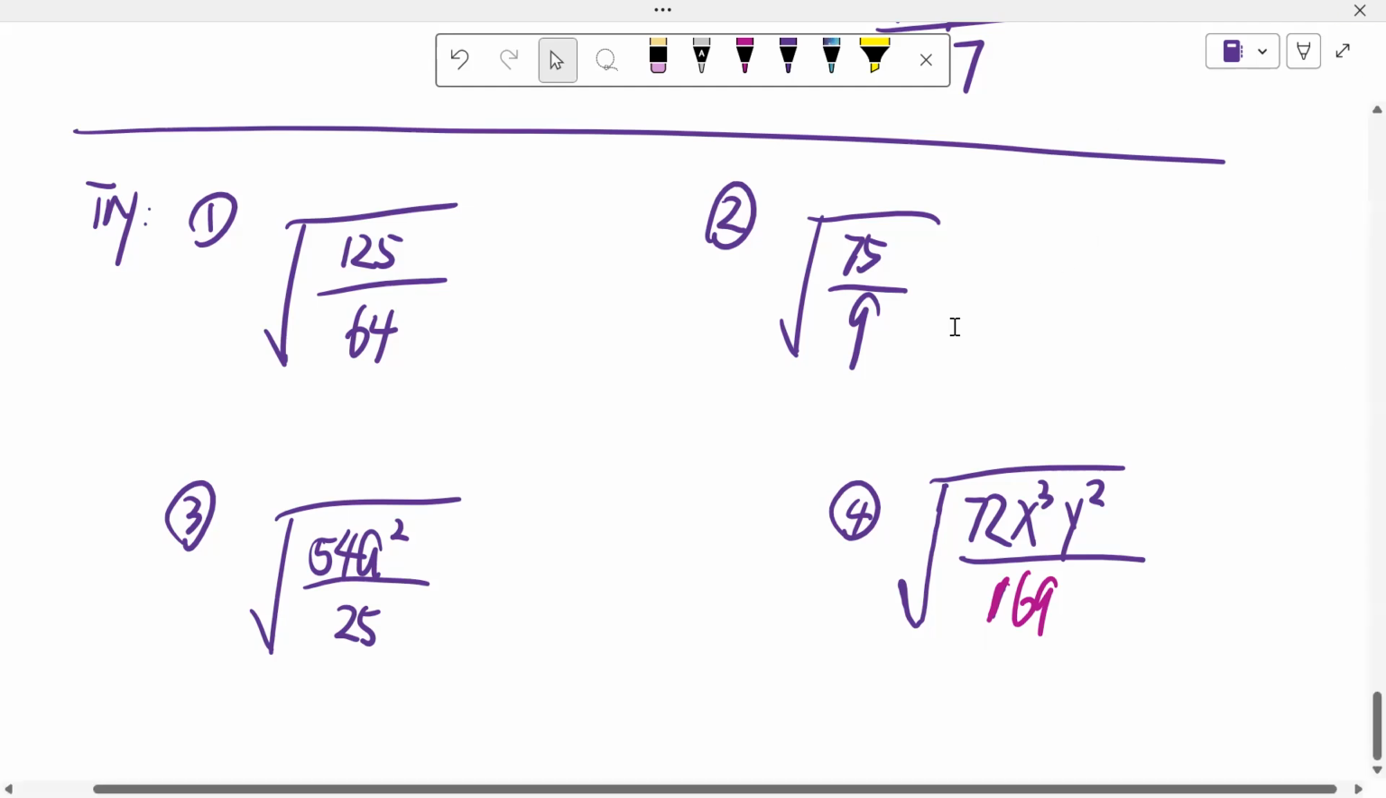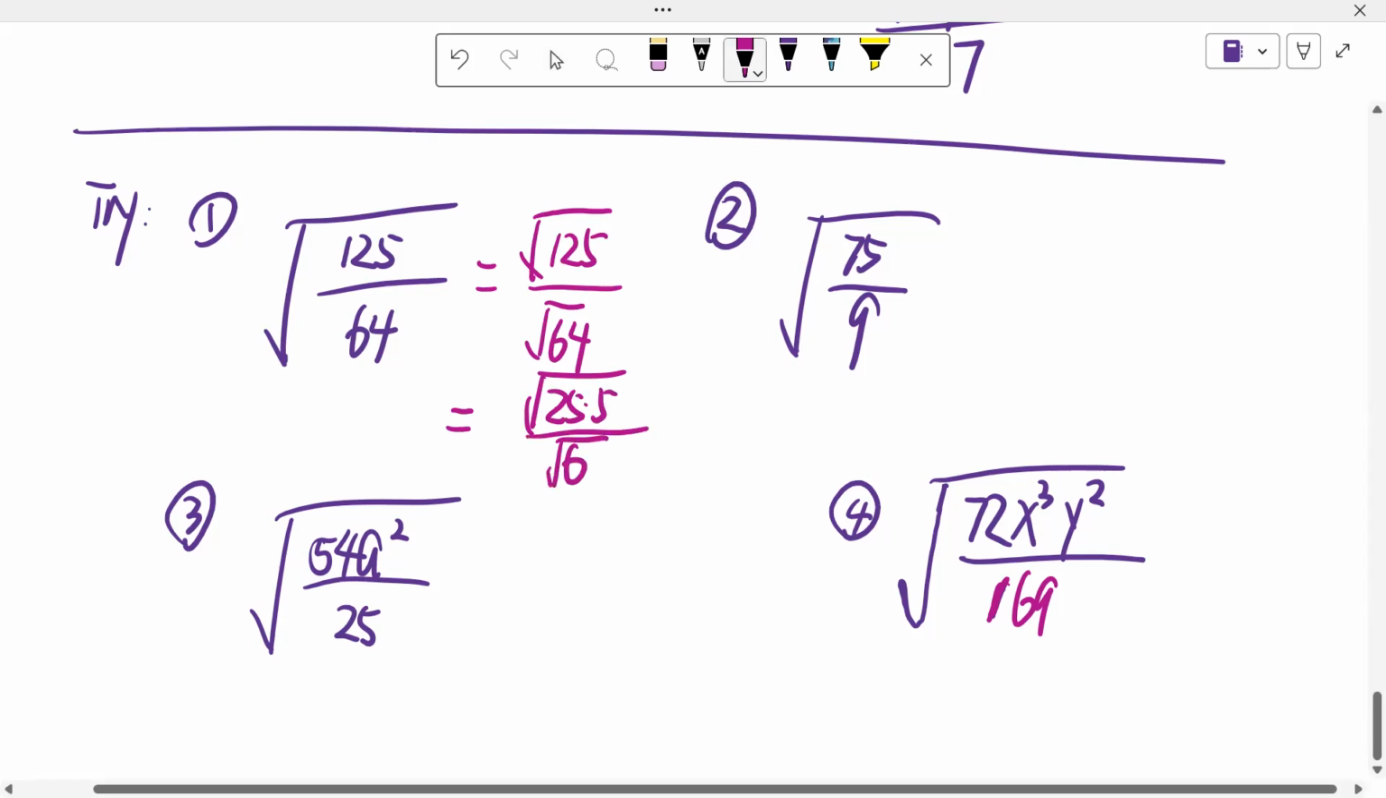All right, guys, let's go over the solution really quickly. First one, we're going to split it up as square root of 125 over square root of 64. For 125, it's 25 times 5, the maximum perfect square that goes into 125 is 25. The square root of 25 is 5, so 5 square root of 5 over square root of 64, which is 8. So it's 5 square root of 5 over 8.